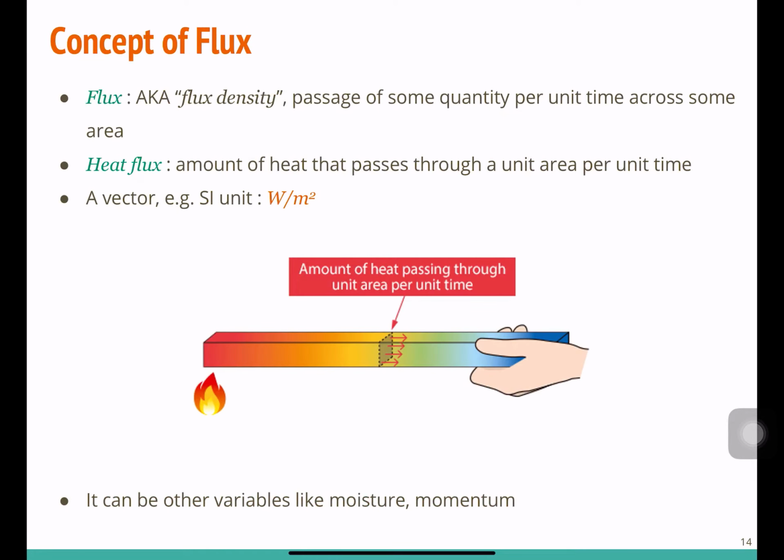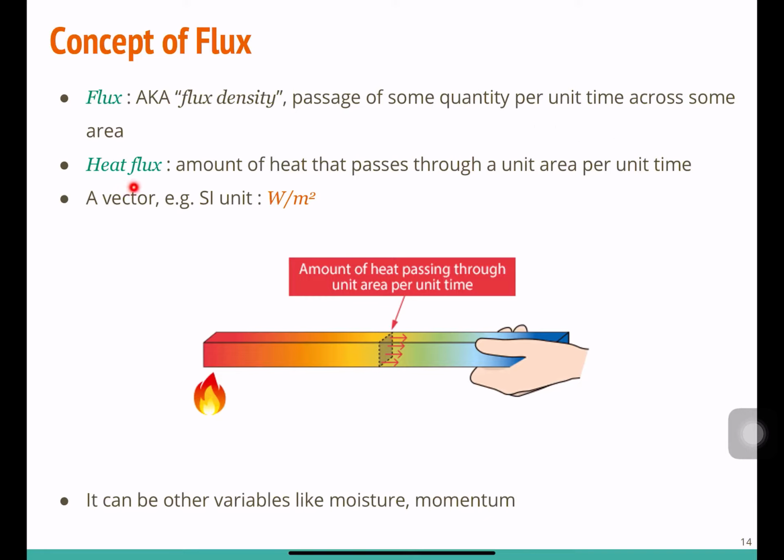Okay, next we talk about the concept of flux. It's actually very important because we use this to study the exchange of momentum, heat, and moisture. Okay, so it's also known as flux density. It's the passage of some quantity. It could be some volume, it could be some weight. It's the passing of these properties per unit time, per unit area.